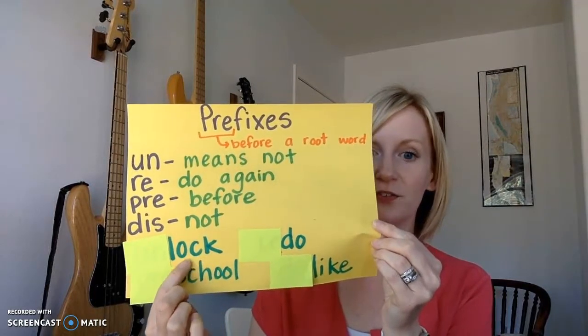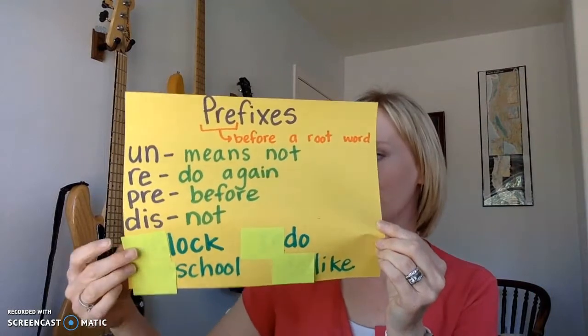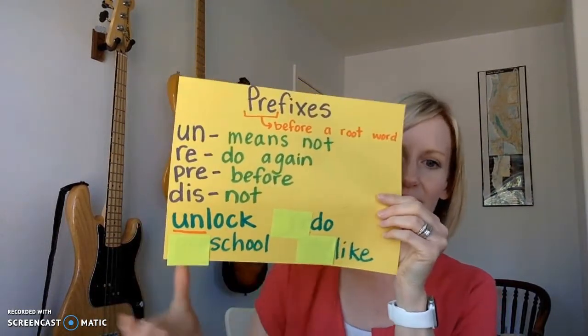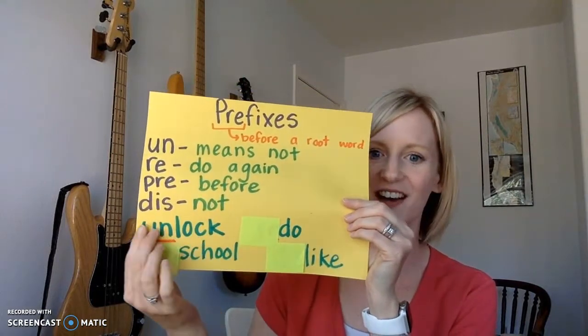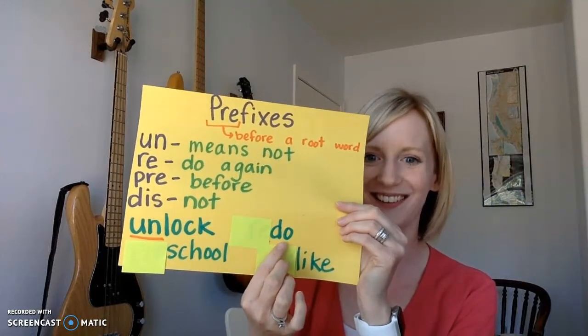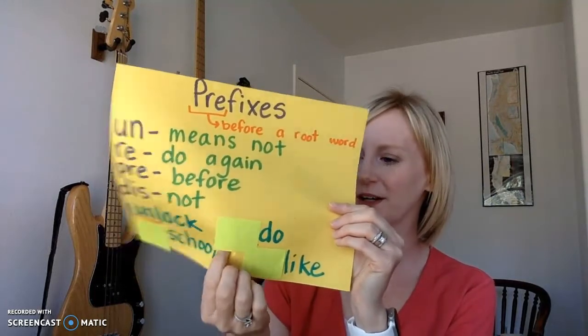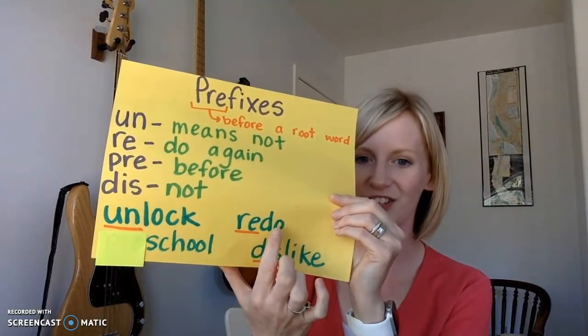Okay, so let's look at this first one. What is it? That's right, it's lock. Then we're going to look at, let me pull off our Post-it note here, the prefix. The prefix is un. What's our whole word? Unlock. Good job, friends. All right, look at this one. I see do. Do you see it? Of course you do. Now, we're going to put our prefix on it. What's the word? Redo. Good job.